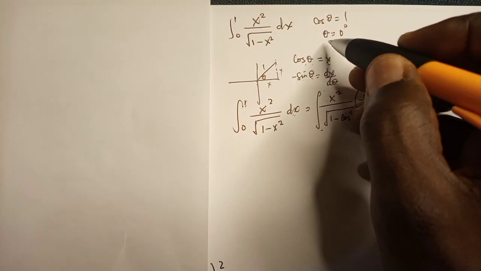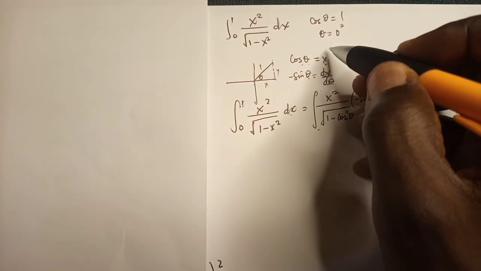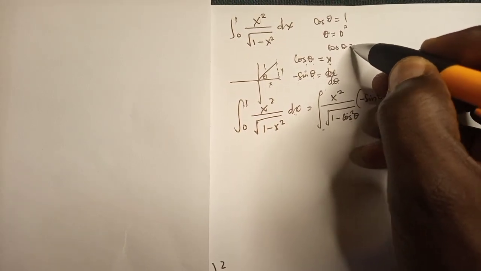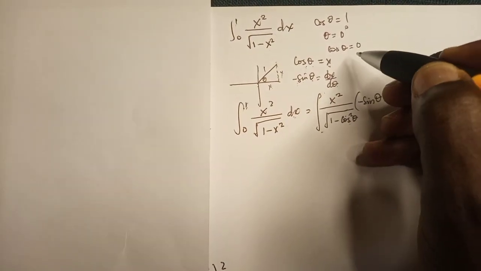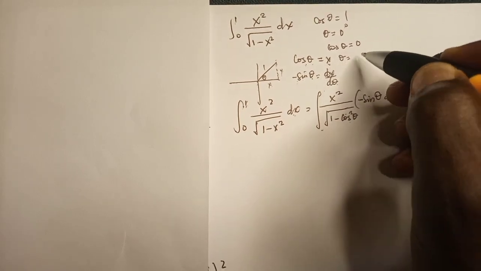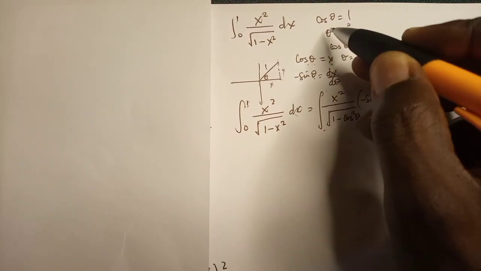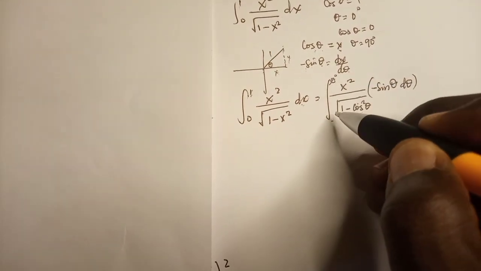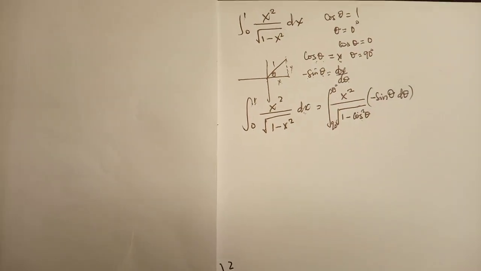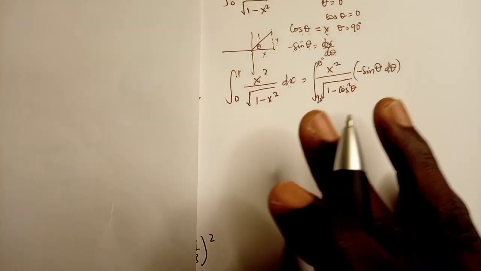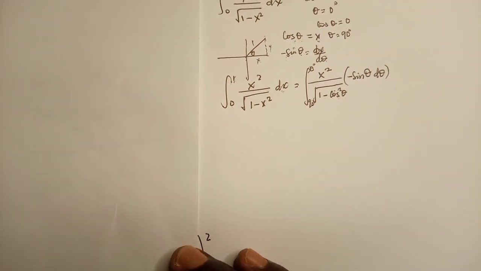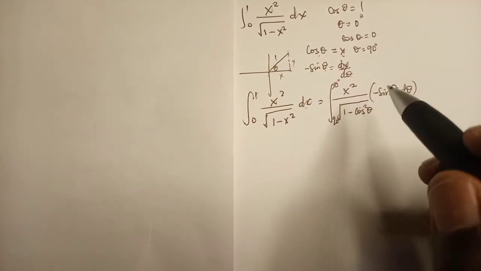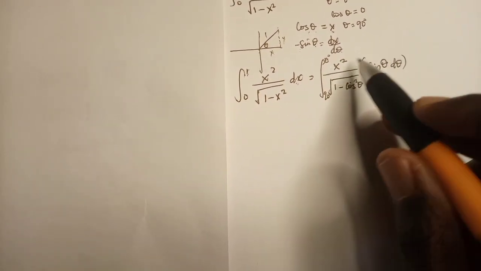We do the same thing for when x equals 0. So we'll have cos theta equals 0, so theta will be cos inverse of 0, which is 90 degrees. So we have here 0 degrees and here 90 degrees. Good. So what we do now is simplify this.